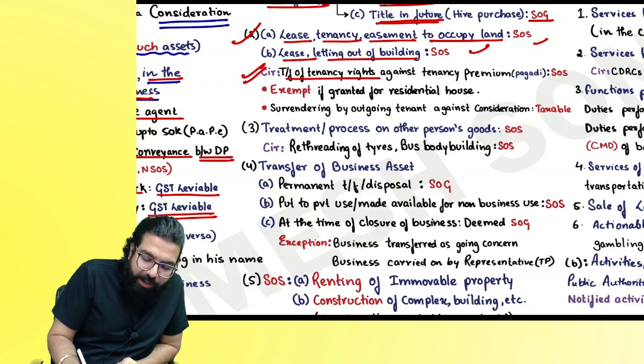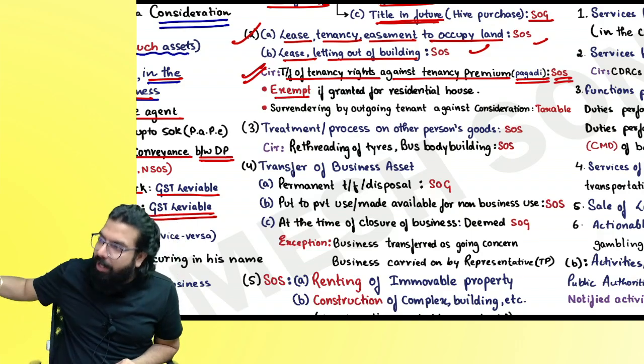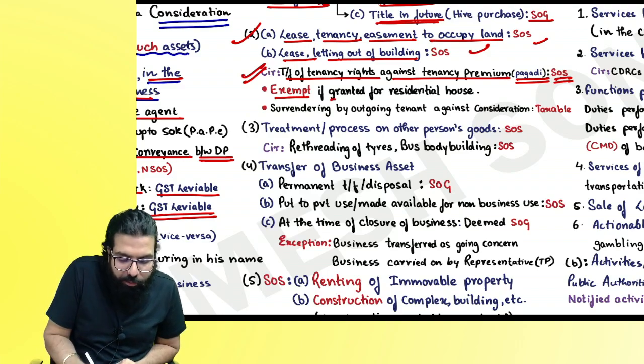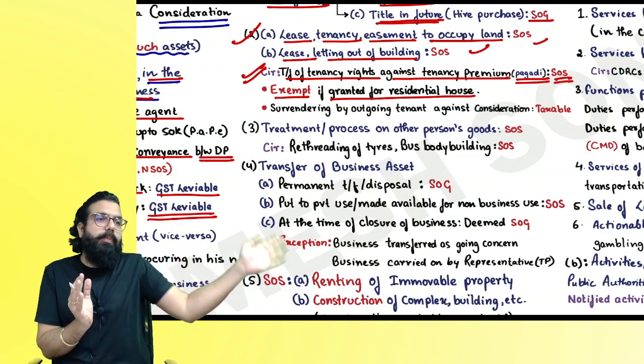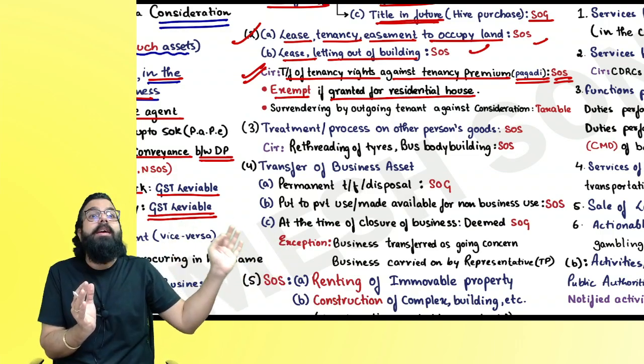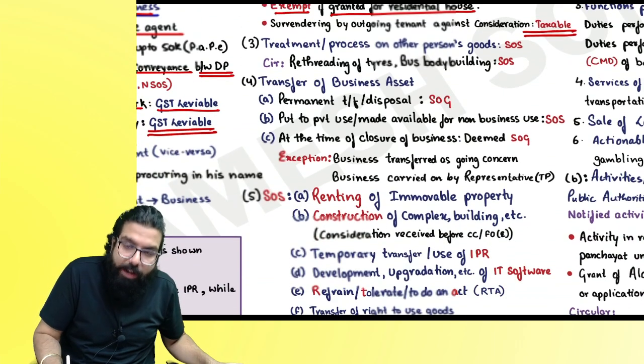So, transfer of tenancy right against tenancy premium is Pagdi, which is a supply of service. GST will be levied, but it will be exempted if it is for residential property. When I am leaving and transferring the tenancy right to someone else, then GST will be leviable. Can I go ahead, everyone?